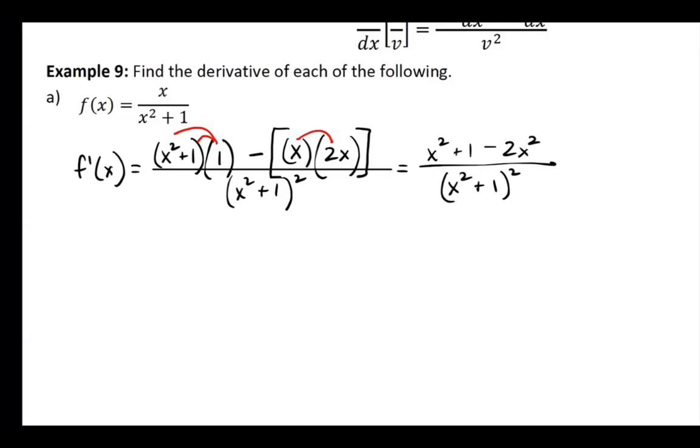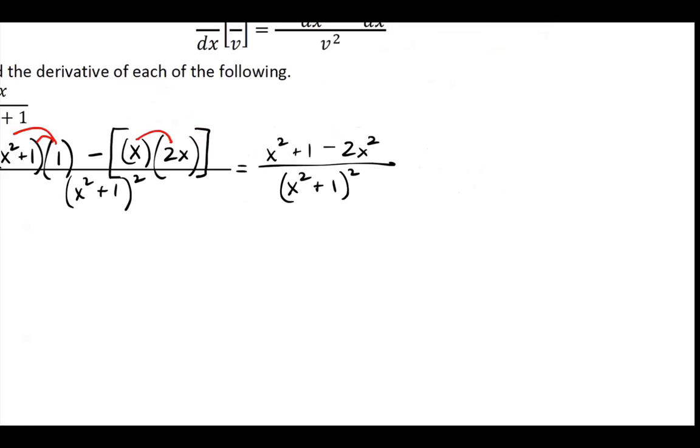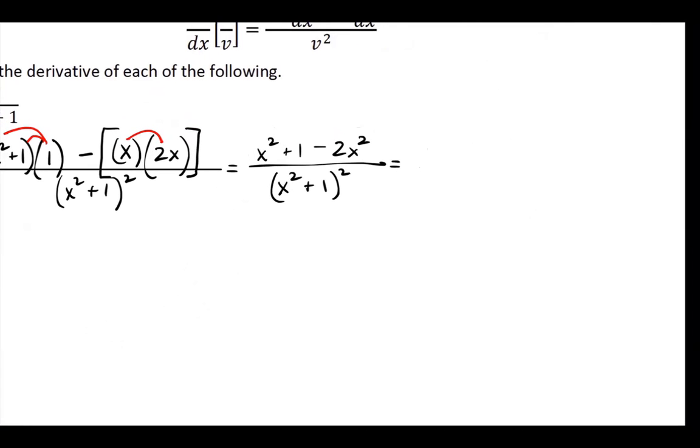Okay, combine any like terms if you can. So I can combine this guy and this guy. So I get negative x squared plus 1 over x squared plus 1 squared.